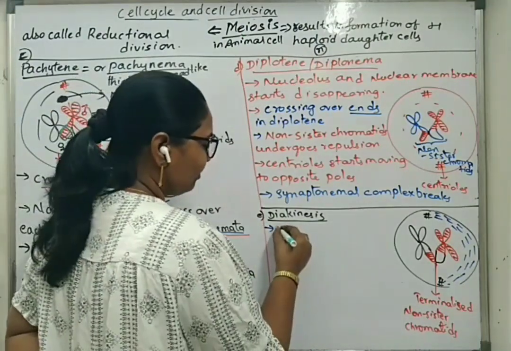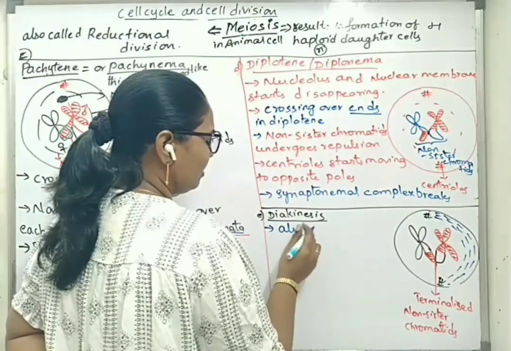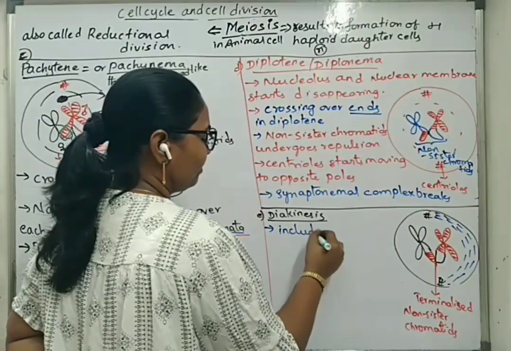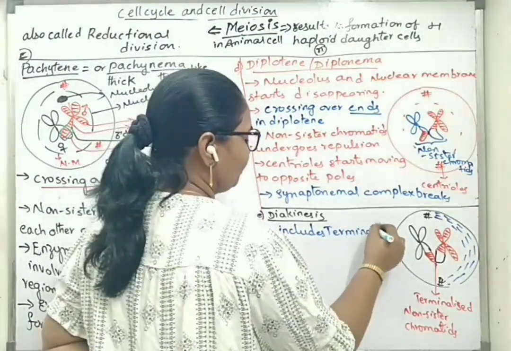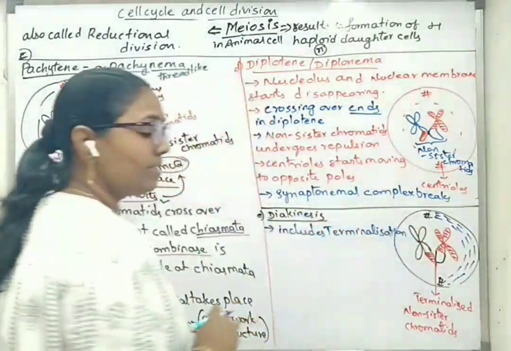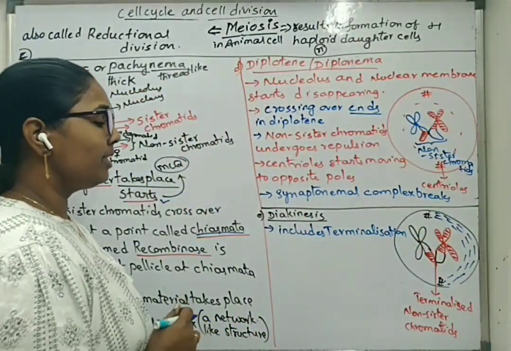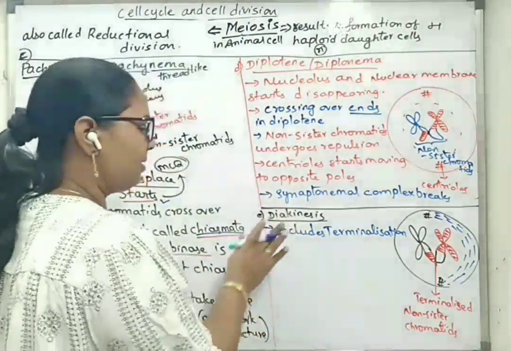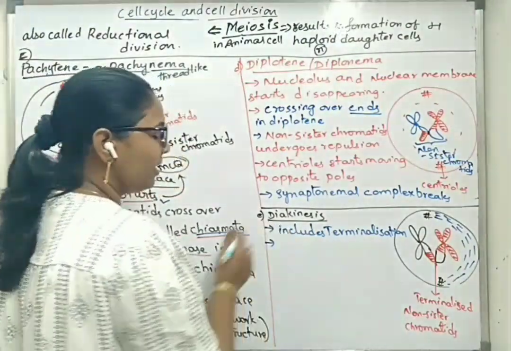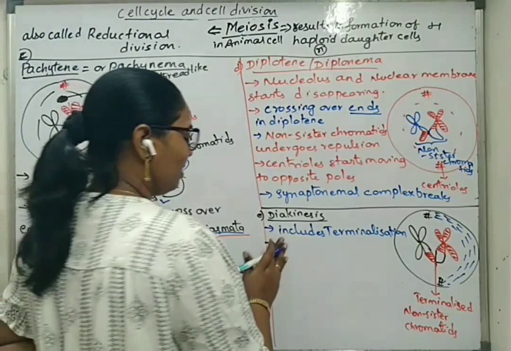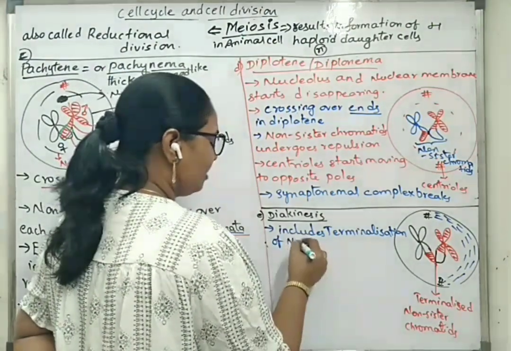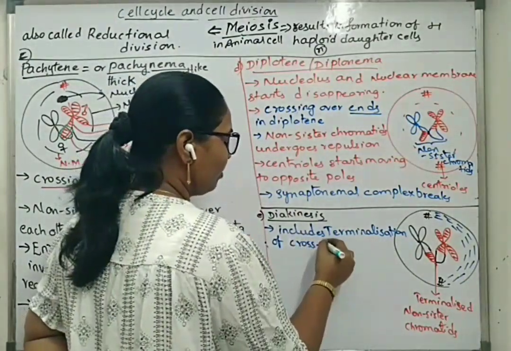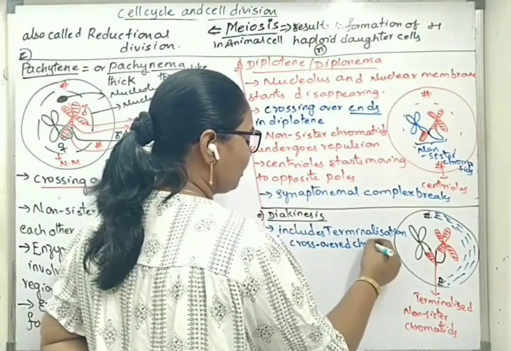Now, diakinesis includes terminalization. Sometimes this diakinesis substage itself is called terminalization of meiosis. It means during meiosis, one terminalization step is included, and that is diakinesis. So we have written here diakinesis includes terminalization of crossover chromatids.